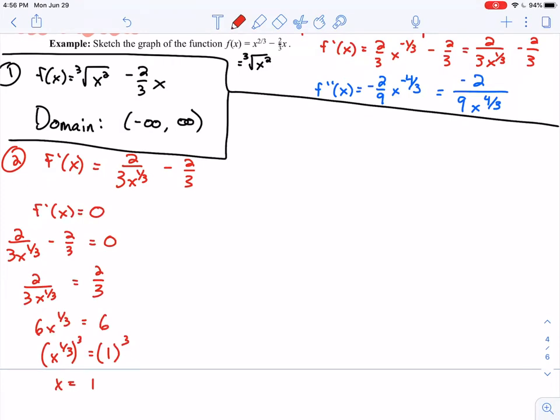So there is my first critical number. I have x equals 1. And again, I know that's a critical number because my domain is negative infinity to positive infinity. x equals 1 is certainly in the domain of our function.